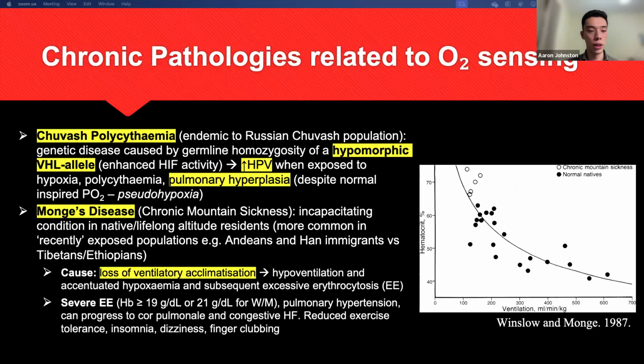For example, Chuvash polycythemia is endemic in the Russian Chuvash populations, caused by a genetic mutation leading to basically loss of function or reduced function of the VHL. VHL is von Hippel-Lindau factor. And remember from your HIF work that VHL helps promote the degradation of HIF. So without it or reduced activity of it, you have enhanced HIF activity, which increases pulmonary vasoconstriction in response to hypoxia.